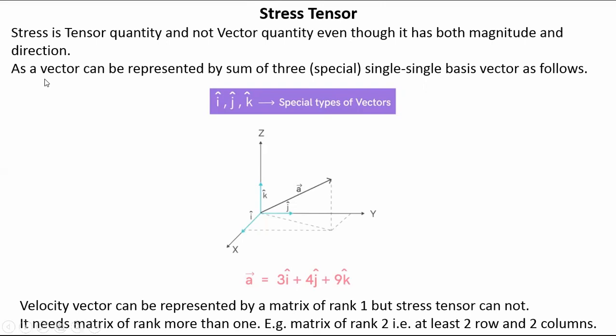What it means, vector can be represented by a sum of these 1, 2, 3 single basis vectors as follows. In the diagram you can see these are the x, y, and z coordinates, and i, j, k are the special types of vectors. Velocity vector can be represented by rank 1 matrix, as I have already told, but stress tensor cannot. It needs matrix of higher rank than 1.